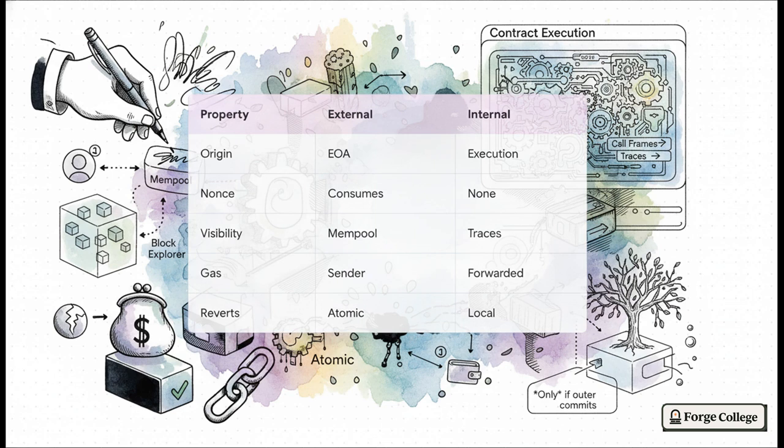Gas. The sender pays for the external transaction, but internal calls just rely on whatever budget is forwarded to them. Persistence, external state changes persist if the transaction commits. Internal changes, they only persist if the outer external transaction commits, unless locally handled. Finally, reverts. External transactions have no independent revert outside themselves, they either succeed or fail. Internal calls, however, can revert locally, bubbling up or being caught. Definitely keep this in mind as a cheat sheet for your comparative capstones.